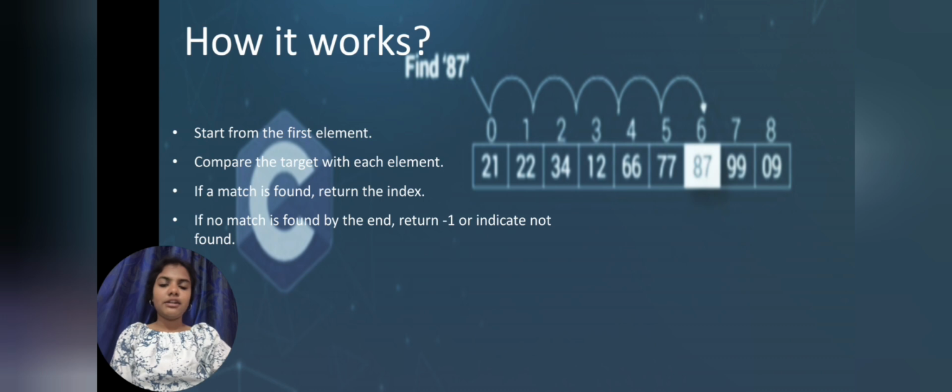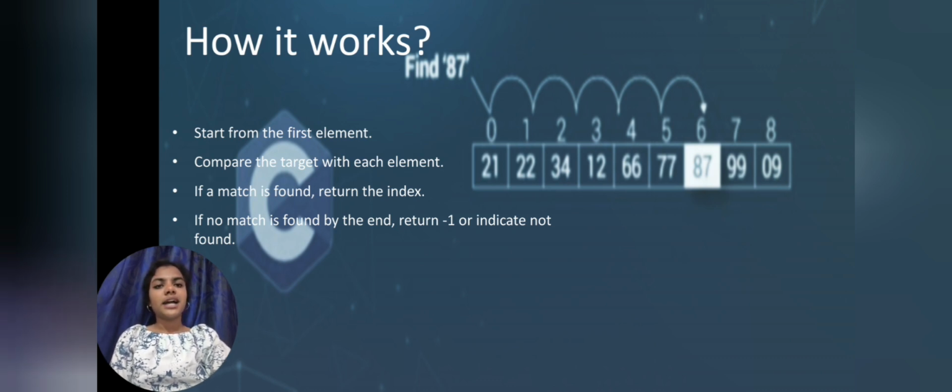Next, let us understand how it works. Here, as shown in the picture, we have to find a key element or target, 87, which is located at index number 6. This method of linear searching goes from index 0, which has an element 21, index 1 has 22, index 2 has 34, and it continues. Like that, the linear search method compares the key element 87 with the values at each index, that is 21, 22, 34, etc.